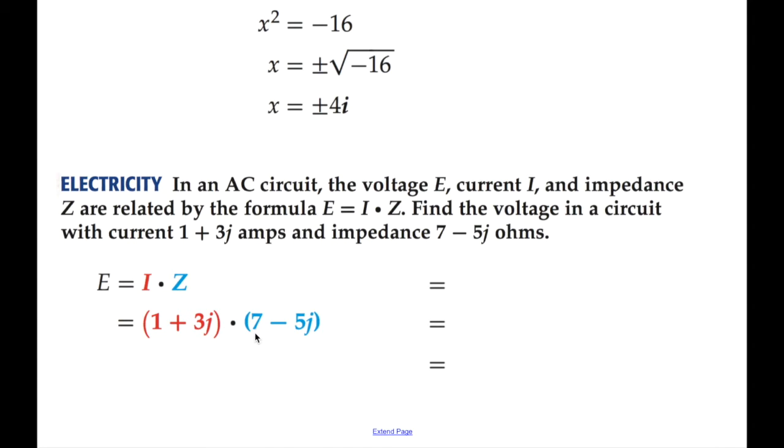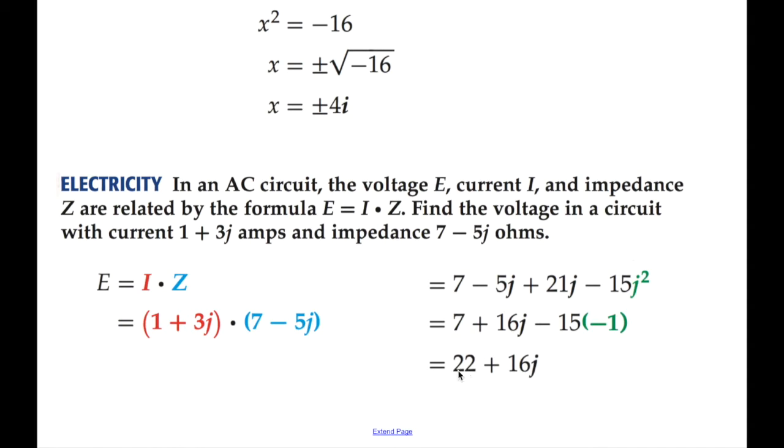Now, these are two binomials, so we're going to use FOIL to multiply them. We do the first, outer, inner, last, and our outer and inner will always combine here. So we get 7 plus 16j minus 15j squared. Now j squared is negative 1. Remember, that's really like i squared. And so then this last term and the first term will combine. We'll have a plus 15 and a plus 7, which is a plus 22, plus 16j.